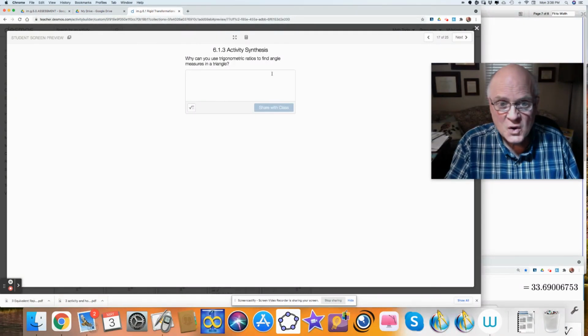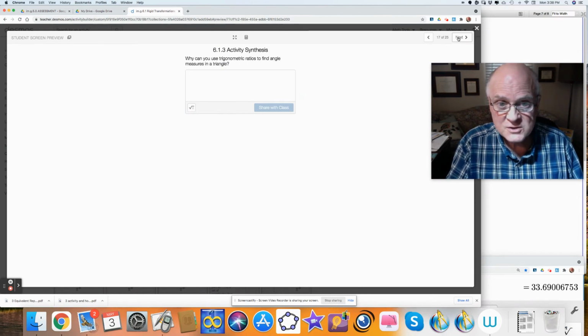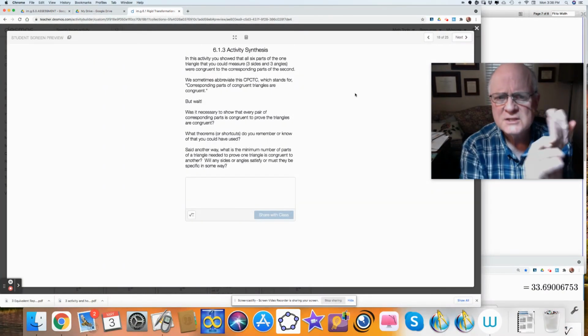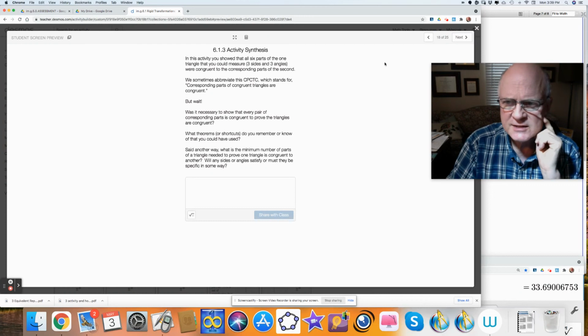Let's see. Why can you use trigonometric ratios to find angle measures? Well, that's the big idea. In the coordinate geometry, we have the lengths, and so we can use this to find the ratios, the angle measures. In the activity synthesis, you can read this on your own. It says that we don't need all 6 parts. We can show this with the side.